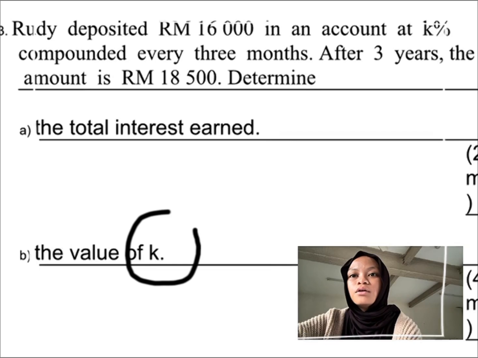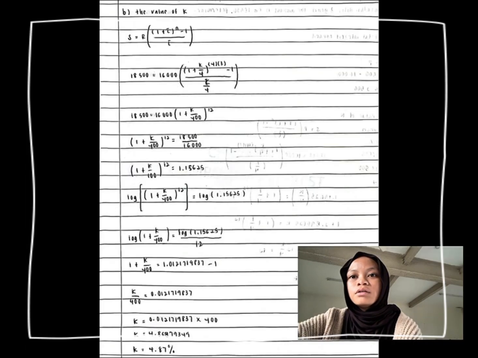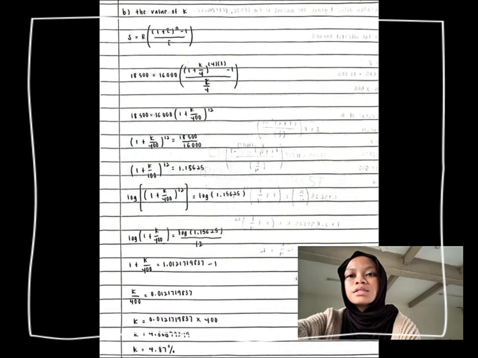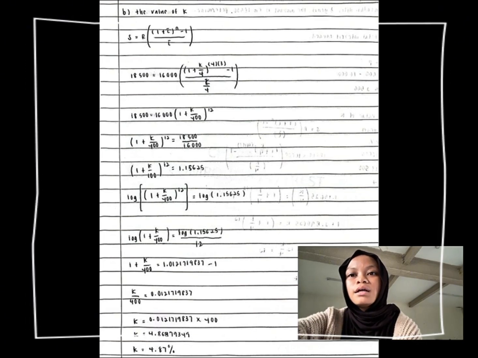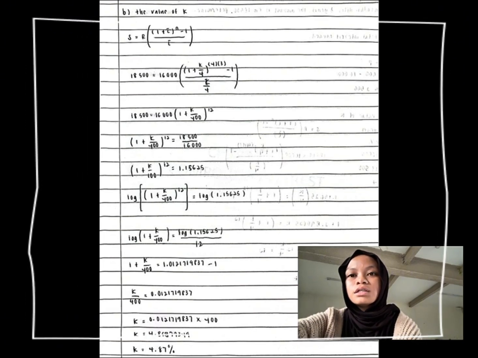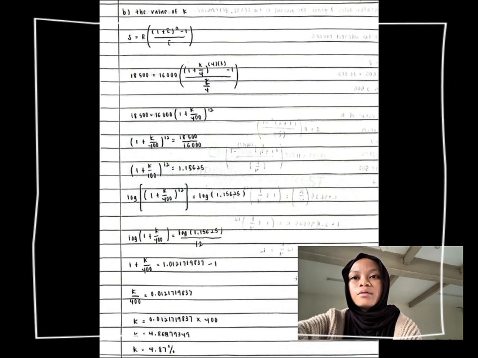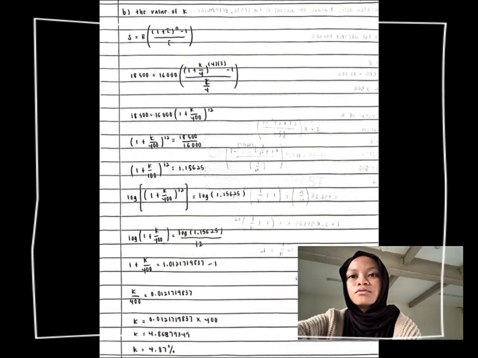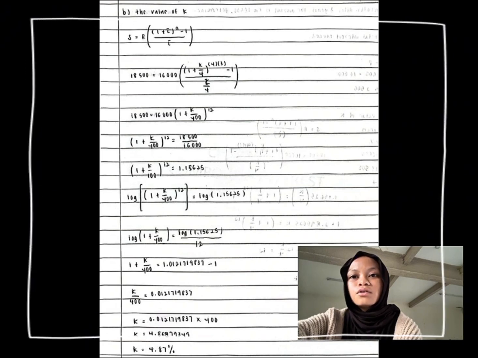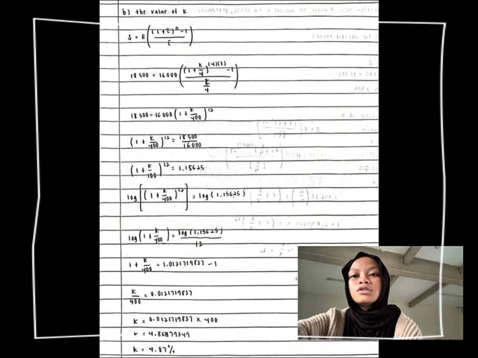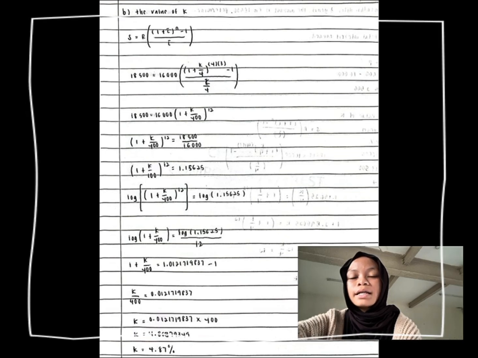Next, we need to find the value of K, which is the annual interest rate. Rudy's account is compounded every 3 months, so interest is compounded 4 times a year. Using the same compound interest formula, 80,500 equals 60,000 times 1 plus K% over 400, power of 12. We divide both sides by 60,000 and take the 12th root to isolate the expression. After solving the equation, we get K equals 4.869%. So the annual interest rate is approximately 4.87%.